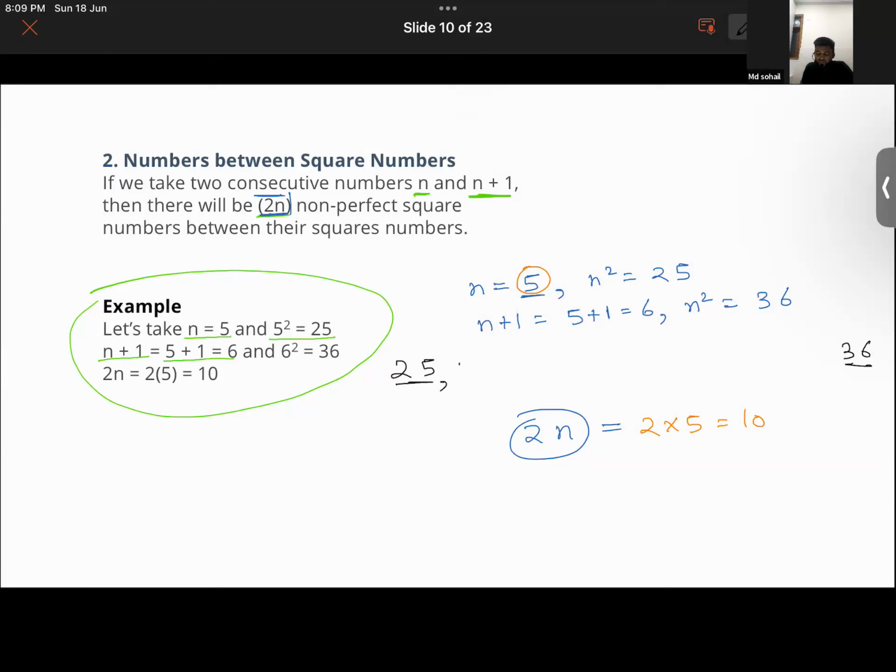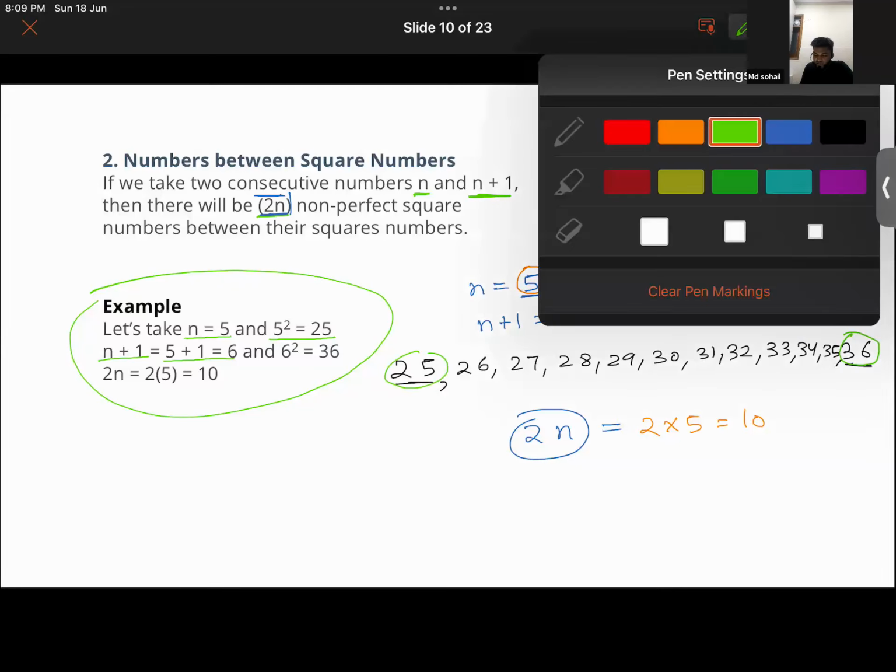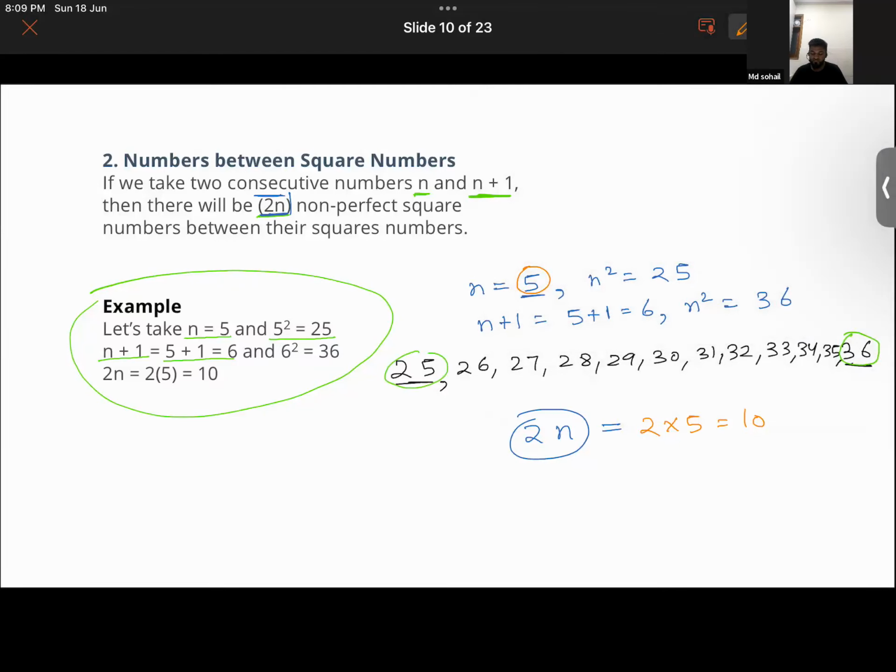What are they? 26, 27, 28, 29, 30, 31, 32, 33, 34, 35. Now count how many numbers there are in between 25 and 36. Ahmed, count how many numbers are there.